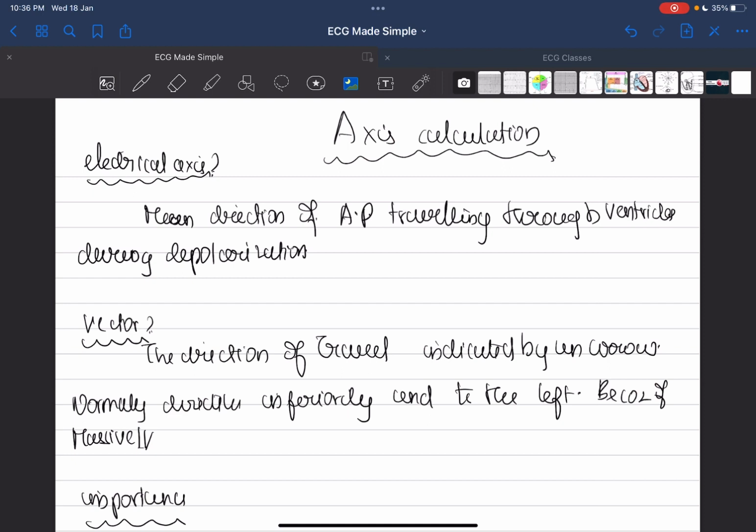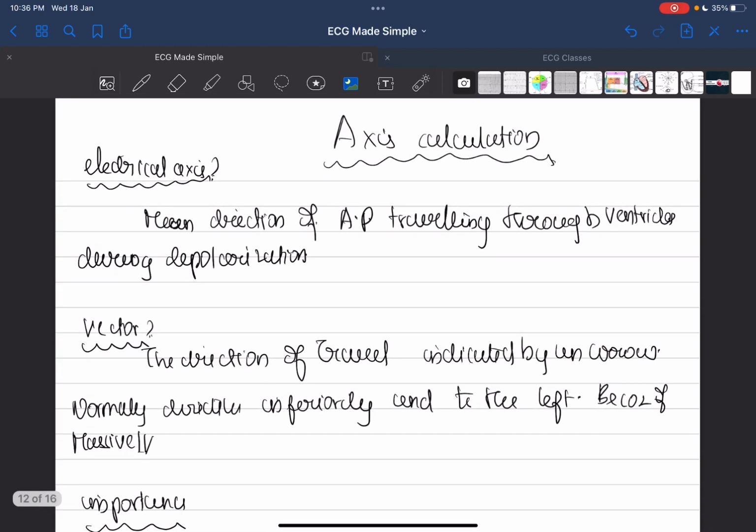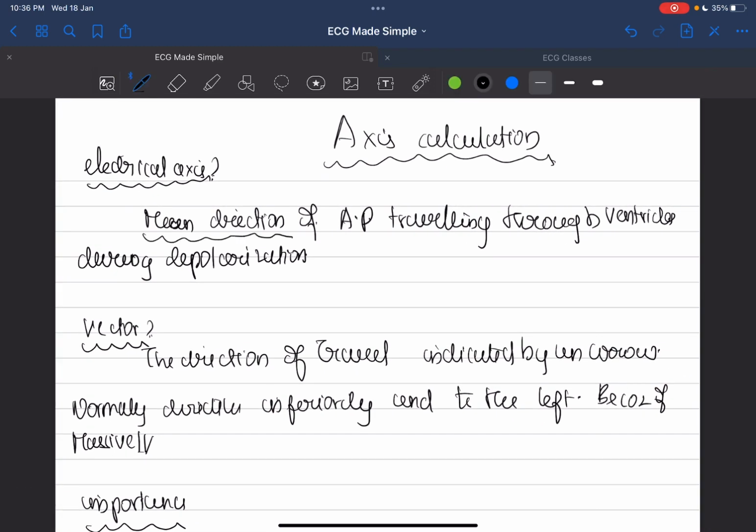Okay, so first, what is this electrical axis? Our heart has multiple action potentials. Every single cell has an action potential. It originates from a cell and spreads in every direction. But the mean direction of action potential travel through the ventricles during every single depolarization is what is called the electrical axis.